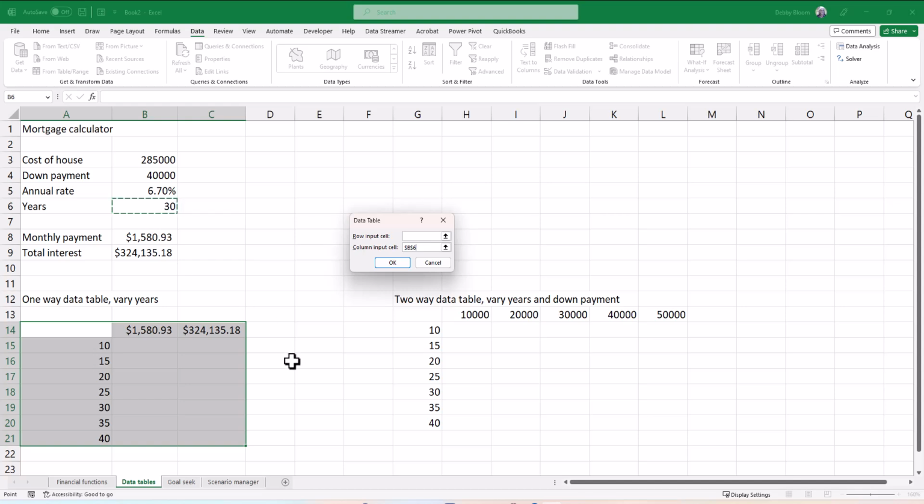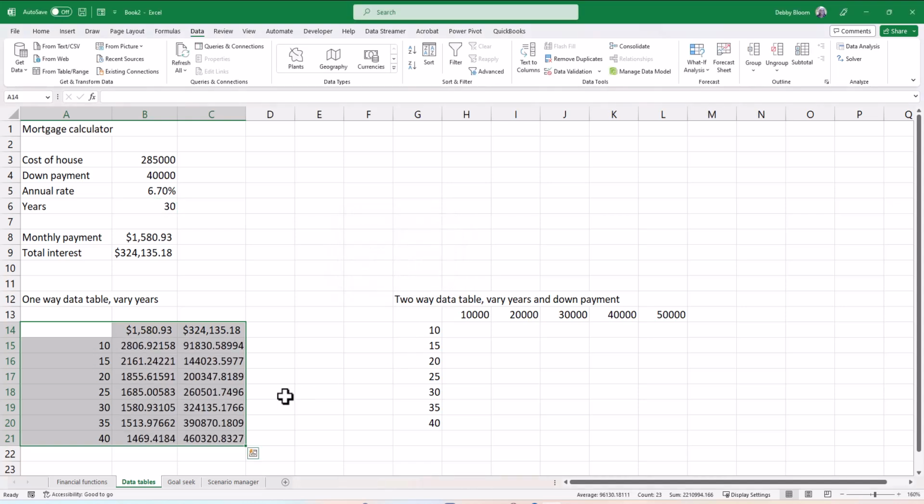So again, Excel is going to do exactly what I said. It's going to change the years to 10 and then write down the answer to those two formulas, then change the years to 15 and write down the answer to those two formulas, change the years to 20 and write down the answers to those two formulas. So all I have to do now is click OK, and it has calculated the monthly payment and the total interest paid. I'm just going to clean this up a little bit.